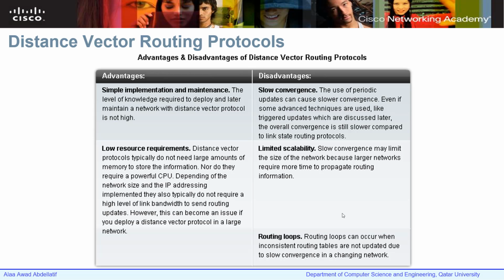This happened because of slow convergence, because there is an error in updating. For example, one link may be down from one router, but this router doesn't send the updates to other routers. So other routers will consider this link is still available. This will make routing loops. We'll discuss routing loops in detail maybe at the end of this lecture or next lecture. But all three disadvantages are based on periodic updates and slow convergence.